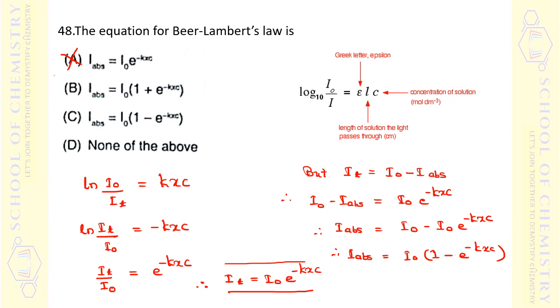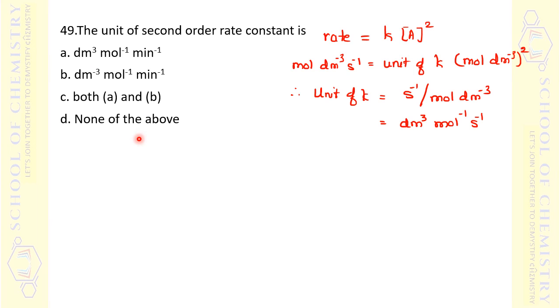So therefore the correct answer for this is option C. I absorb will be equal to I naught into 1 minus e raised to minus kxc. That is the correct answer. It's all about mathematical manipulation, and you should not confuse IT with I absorb. I absorb is totally different from IT. So therefore option C is the correct answer for the question.